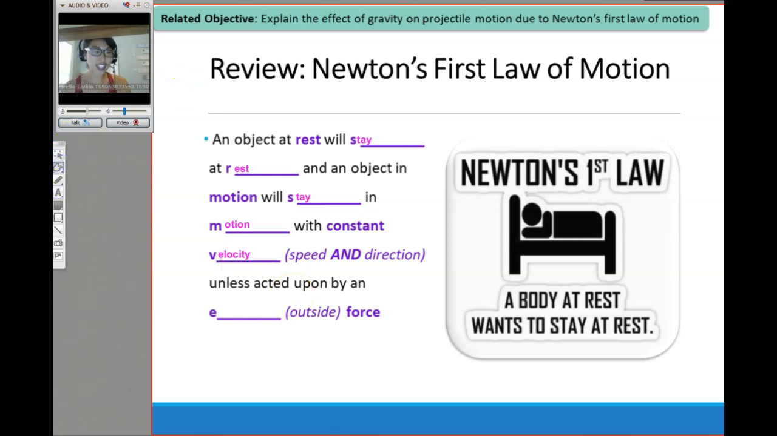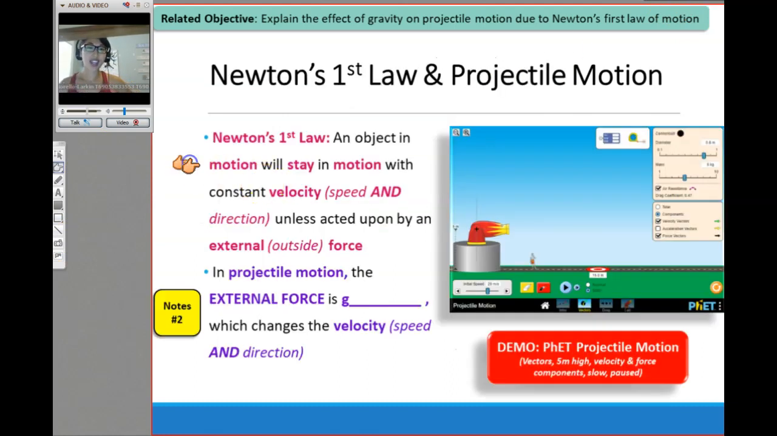So it will continue moving in the same direction forever and with the same speed forever, just like in outer space, unless it is acted upon by a what force? Another word for outside. What's another word for outside of it? Yes, an external force. All right, thumbs up, guys, if this is familiar. So if it's at rest, it's going to stay at rest forever. If it's in motion, it's going to stay in motion forever unless somehow there's an external force working on it. Now, Newton's first law says that, we just talked about that.